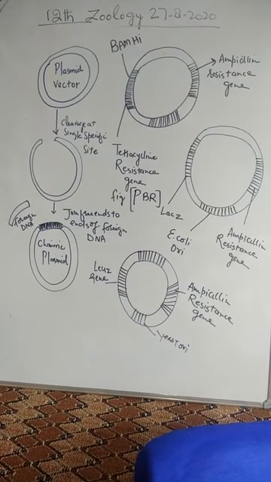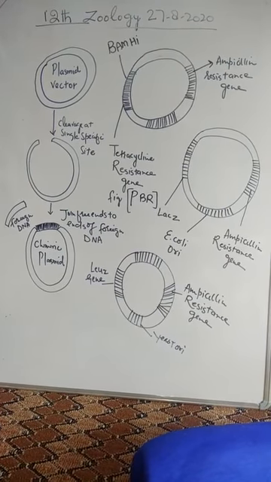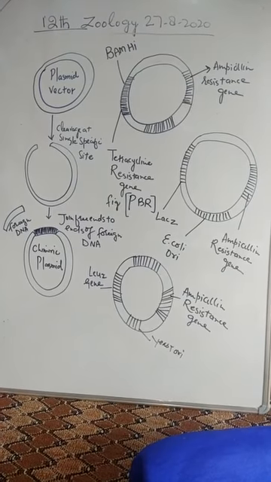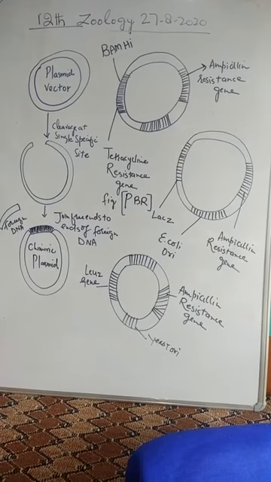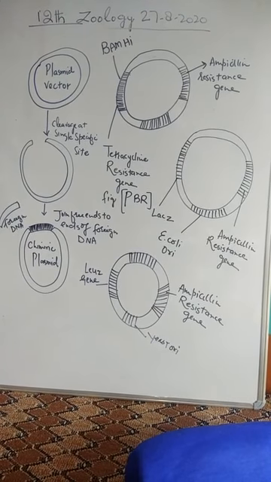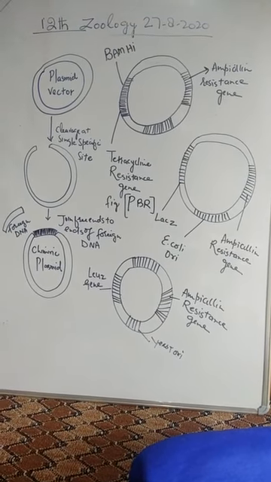The diagrams of these vectors are shown here. First is the plasmid vector, second is BamHI, and one more is their chimeric plasmid, and one more is their pBR.